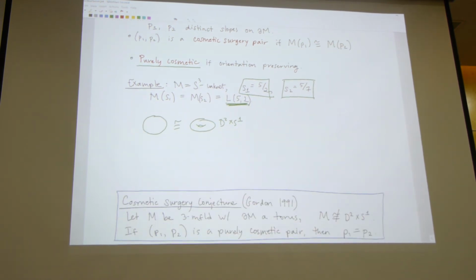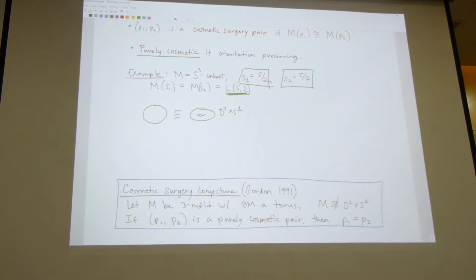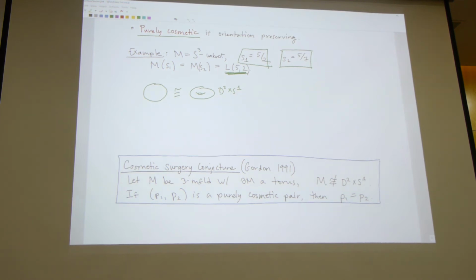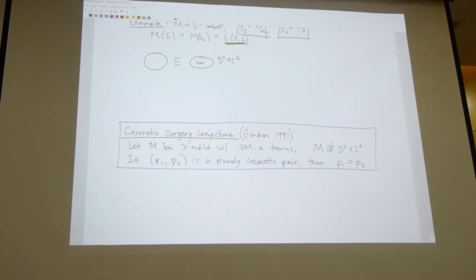Okay, so Gordon conjectured in 1991 that if M is a 3-manifold with a torus boundary and it's not homeomorphic to the solid torus, then essentially there are no purely cosmetic pairs. If you have a purely cosmetic pair, then the 2 slopes have to agree. So this was the conjecture.